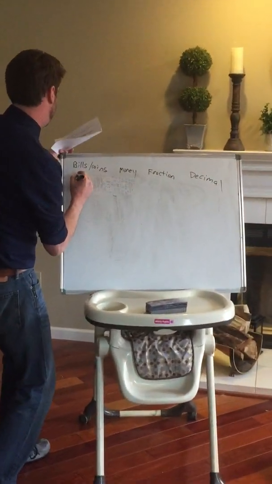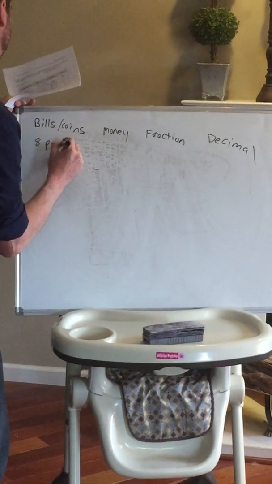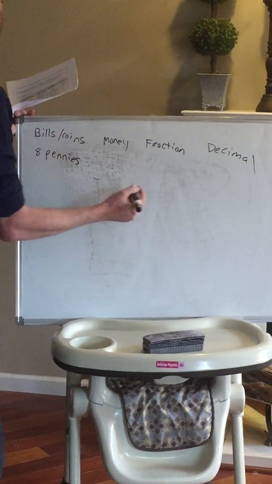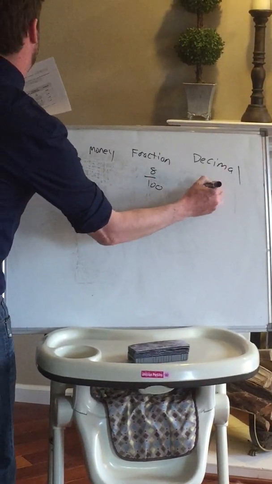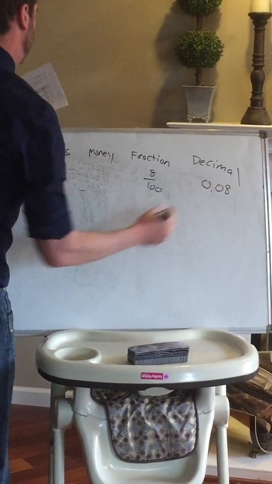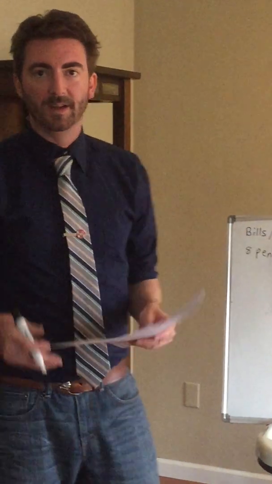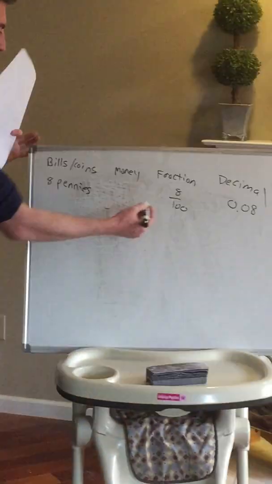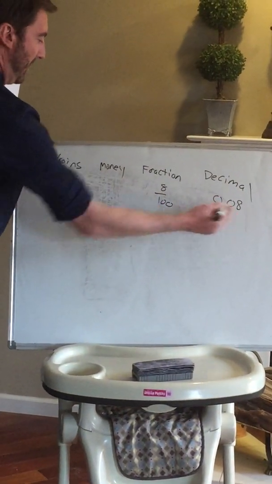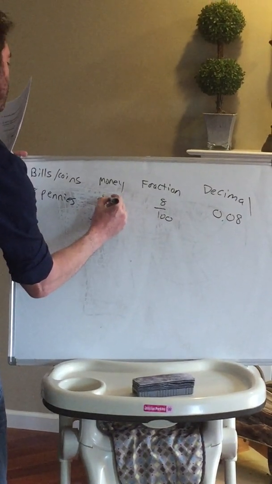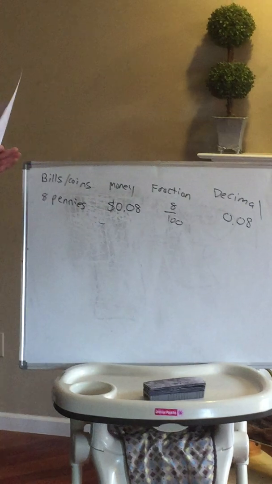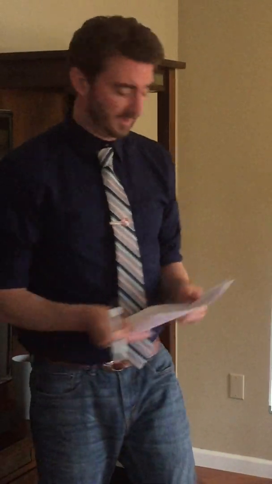So this one starts with 8 pennies, and then there's an 8 over 100, and it's 0.08. So now I have to write this as a dollar amount. So 8 pennies, 8 over 100, or 8 hundredths is going to be written. Don't forget your dollar sign. That's how you say 8 cents.